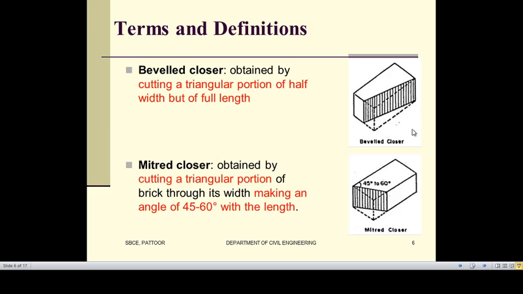Next one is mitred closure. Mitred closure is obtained by cutting a triangular portion. The triangle is starting from this corner and joined to the opposite side such that the cutting edge is making a 45 to 60 degree angle. So mitred closure is obtained by cutting a triangular portion of the brick through its width, making an angle of 45 to 60 degree with the length. For a mitred closure, one edge will be having full width and this edge will be having lesser length than the original length, and this side is having full length. So that is the mitred closure.